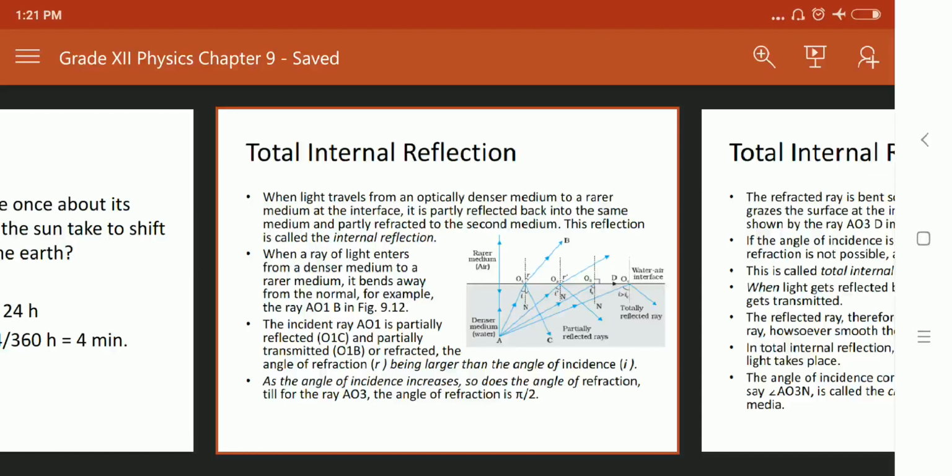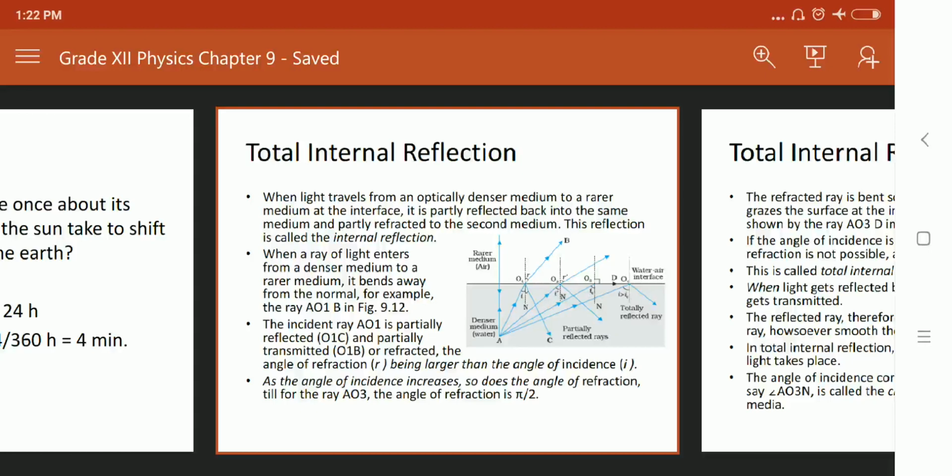Here we can see that the refraction angle is larger than the incident angle. r is greater than i at this particular point O1. Now, if the refracted angle is bent away, the speed of the wave after refraction changes. That thing we can see from AO3. So here, let us increase the incident angle gradually.